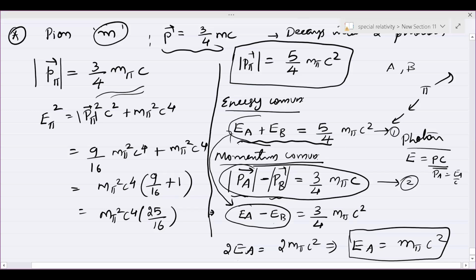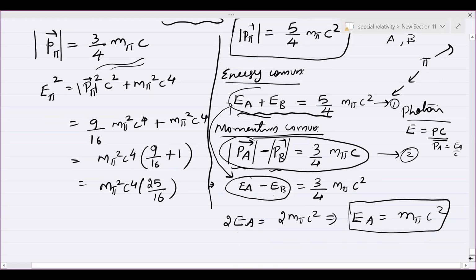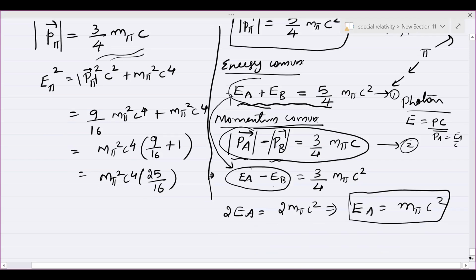What remains is 8 by 4 m pi c square. Am I right? So it's 2 m pi c square. So Ea is simply m pi c square. Correct? Got it?